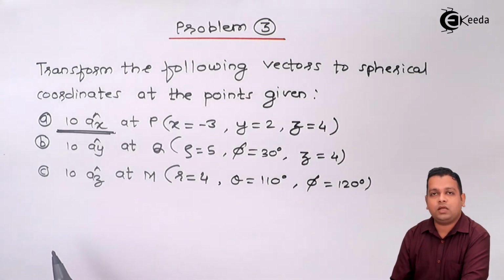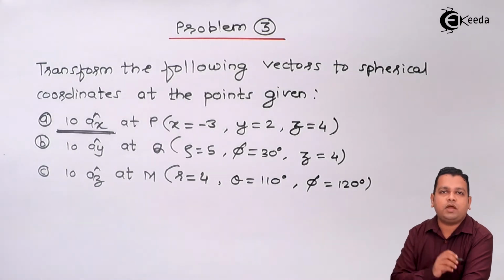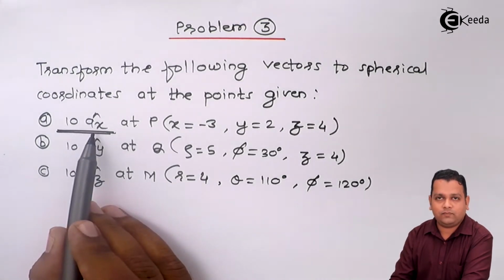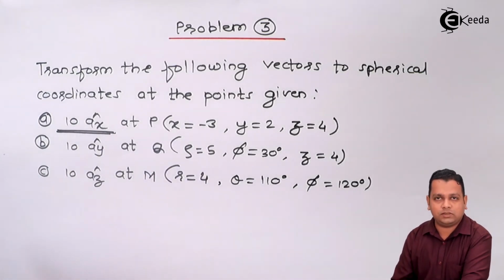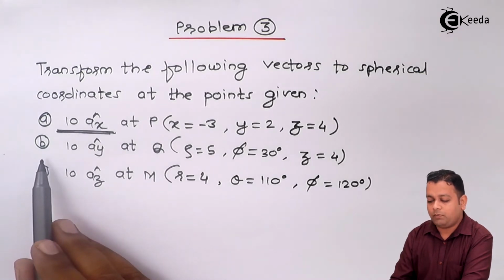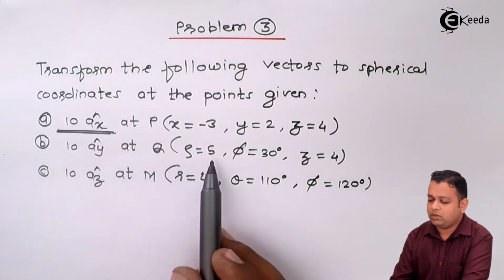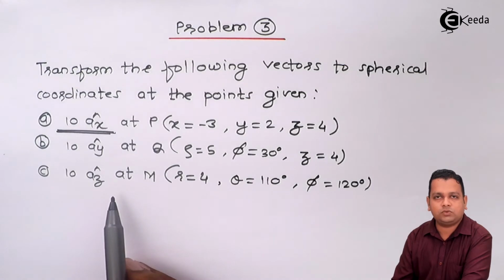See, vector field. We have gone through the definition of vector field. So it is nothing but a mathematical function which has value at each and every point into the specified region. So we are supposed to find out the value of vector field represented like this at this point P, but in spherical coordinate system. Similarly, in part B and part C also, we have to do the same thing, but with some different representation of points. So let us solve this problem.